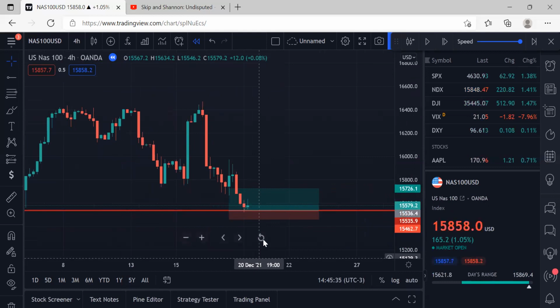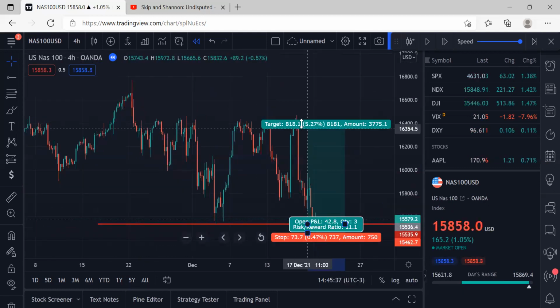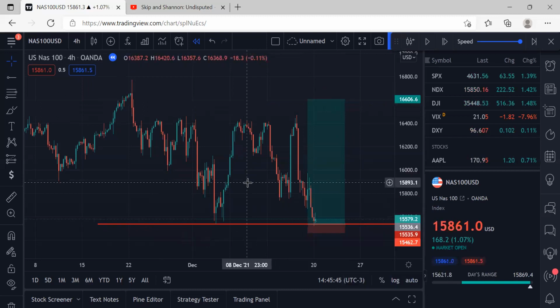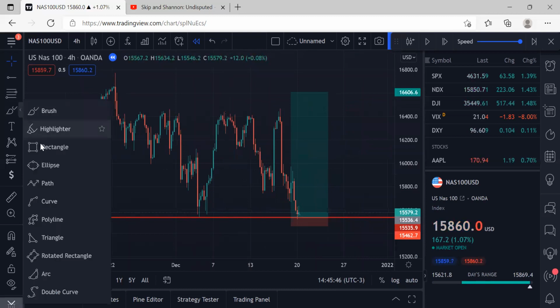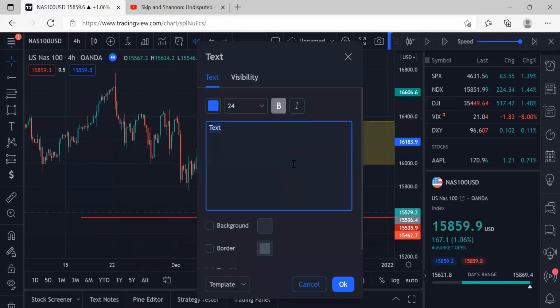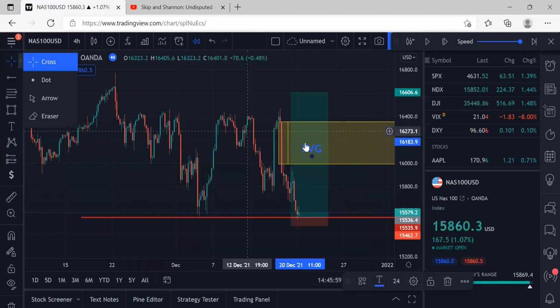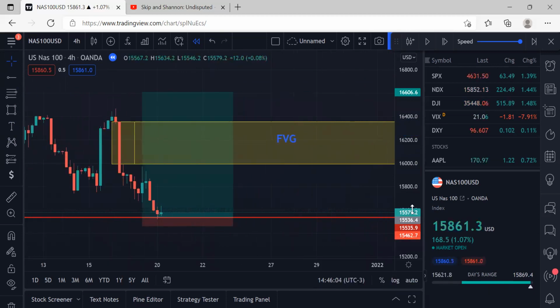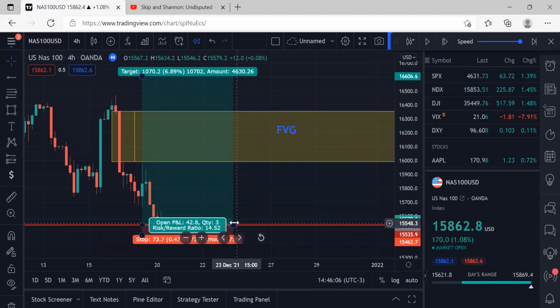So TP wise, I had this overall trade getting to about right here, I think. Because this is a fair value gap right here. From here to here is a fair value gap, meaning that's where there were no buyers in this transaction. So it's pretty much the same as a consumption candle in a sense. So move this over, right?